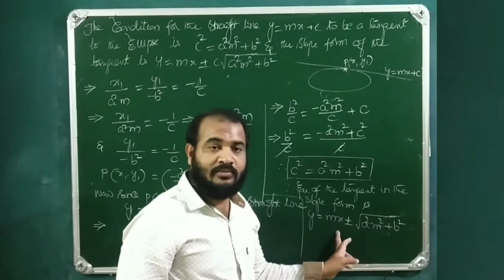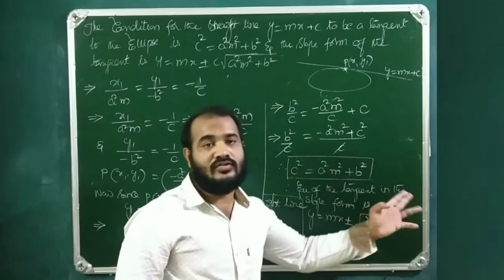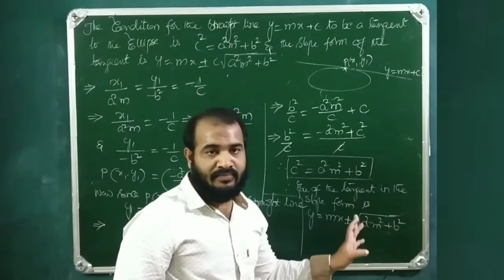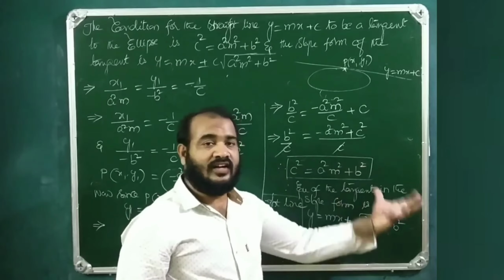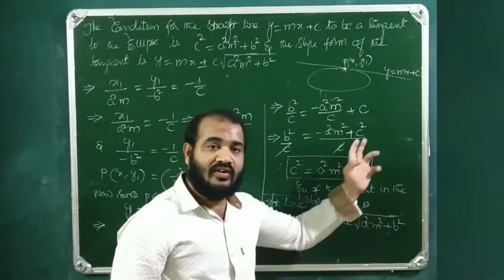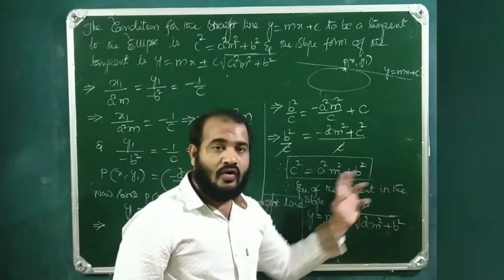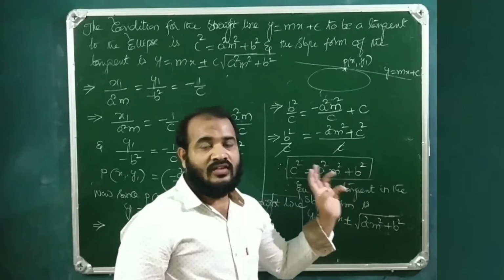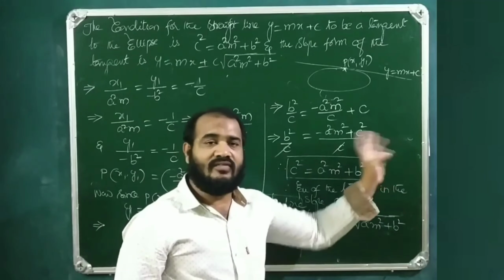The same concept, the slope form of the tangent to the parabola, we have discussed before: y equals mx plus a by m. We have discussed it for the circle also: y plus f equals m into x plus g plus or minus r into square root of 1 plus m square, or y equals mx plus or minus r into square root of 1 plus m square for the circle x square plus y square equals to a square.